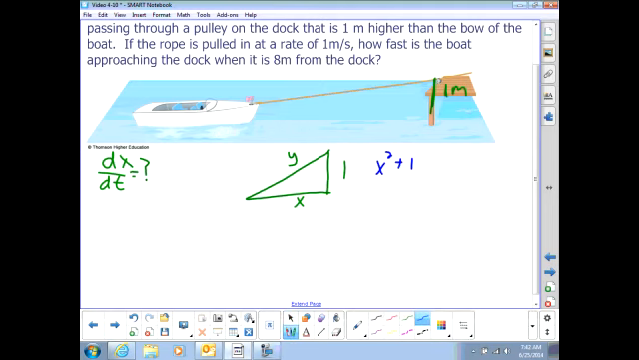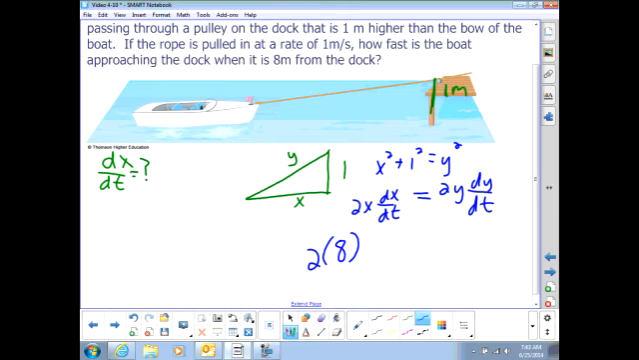So we'll have x squared plus 1 squared equals y squared. That's 2x dx dt. 1 squared is 1, and the derivative of that is just 0. So then we'll have 2y dy dt. Well, we'll have 2. We want to know when the boat is 8 meters from the dock, so x will be 8. We'll have dx dt.